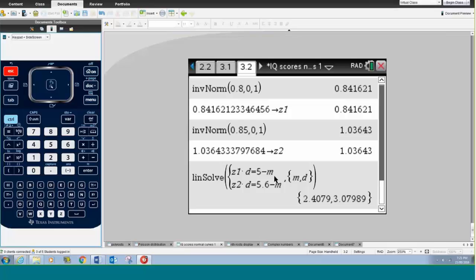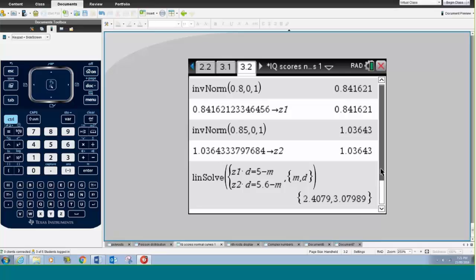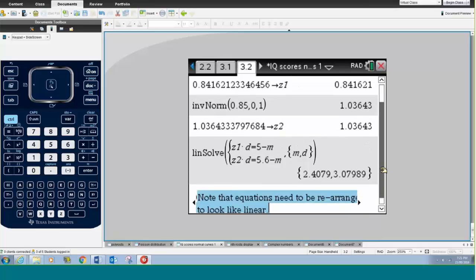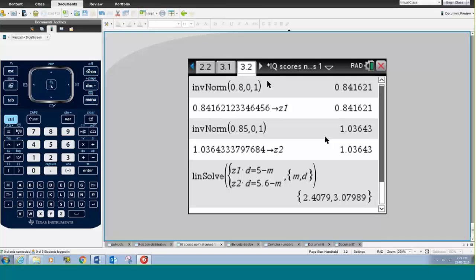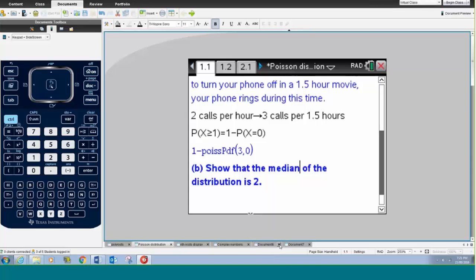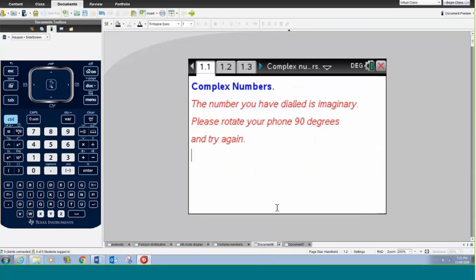The funny thing here is that using Z equals X minus mean on standard deviation as a fraction doesn't work with linear solve. It has to be rewritten as Z1 times D. You can't have Z1 equal to 5 minus M on D. It says that it's not linear, so that's probably something worth noting. That's why I put the note over there, and that gives us the answer for the mean and standard deviation here. I close those two, close some so it's easier for me.